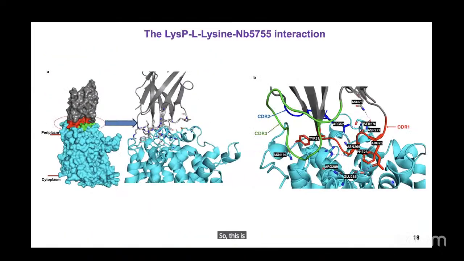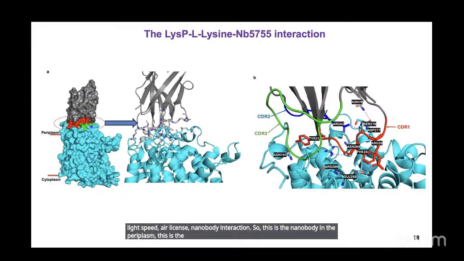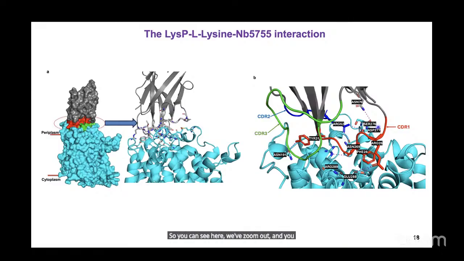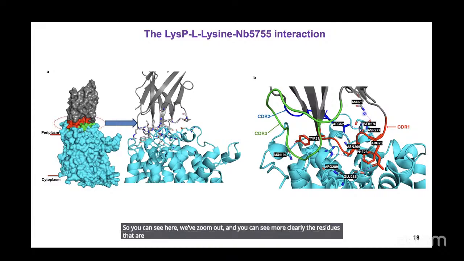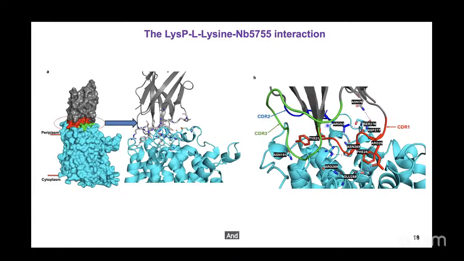So this is the LysP L-lysine nanobody interaction. This is the nanobody in the periplasm. This is the LysP, and this is the region where you have the interaction. So you can see here, we've zoomed out and you can see more clearly the residues that are involved. You can see hydrogen bonding here between the nanobody, asparagine 76 and serine 276, and so on. You can see the CDR regions penetrating deep into the transporter, so I'm not surprised it stabilized the transporter by 20 degrees Celsius.